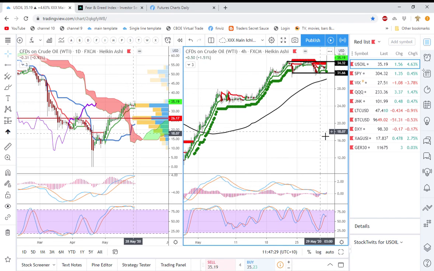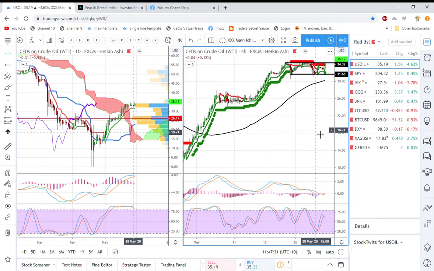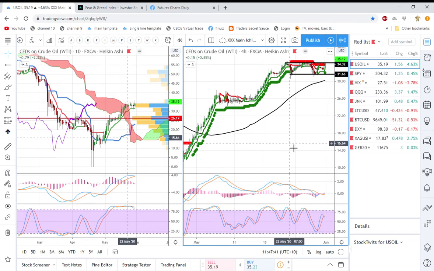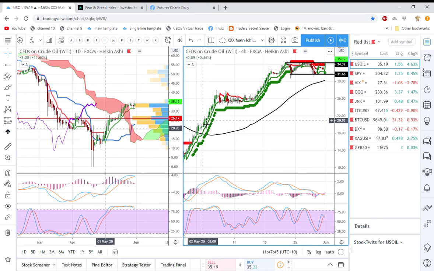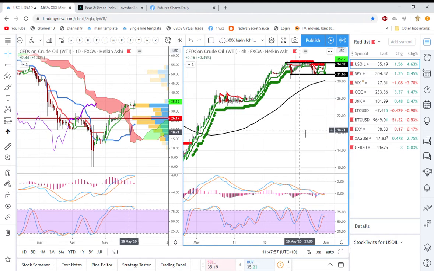So starting off with oil. Oil had its best month ever in May, apparently, best gain in history, apparently. I heard somewhere, so it was absolutely awesome trading oil, and picked up some great trades on oil, and trading options on the futures as well.